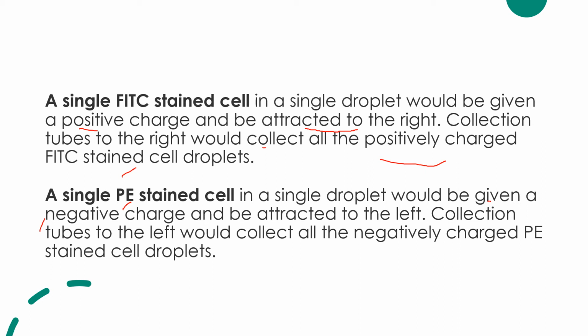So they are charged oppositely, and they pass through an electromagnetic plate where the positive charge will go one side, the negative charge will go another side, and the cells which are not having any kind of charge will be collected in a separate tube. The collection tube to the left would collect all the negatively charged phycoerythrin stained cell droplets.